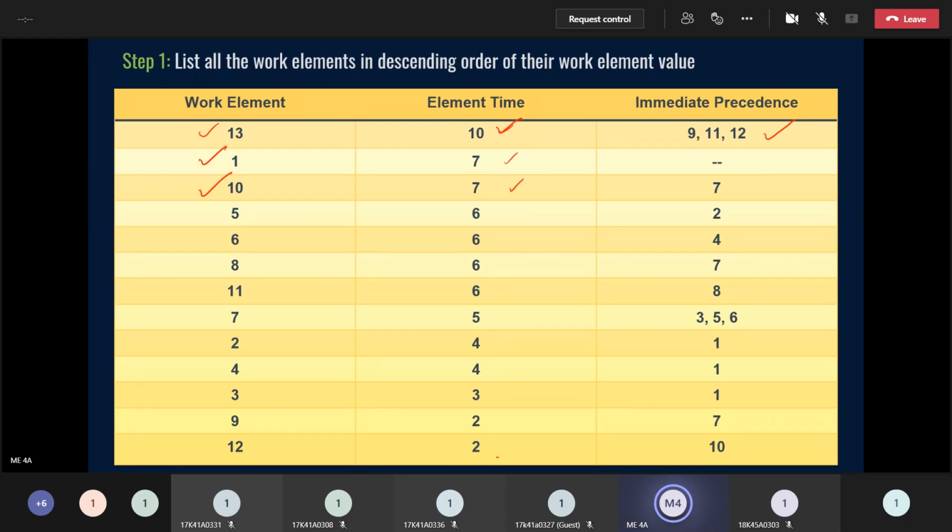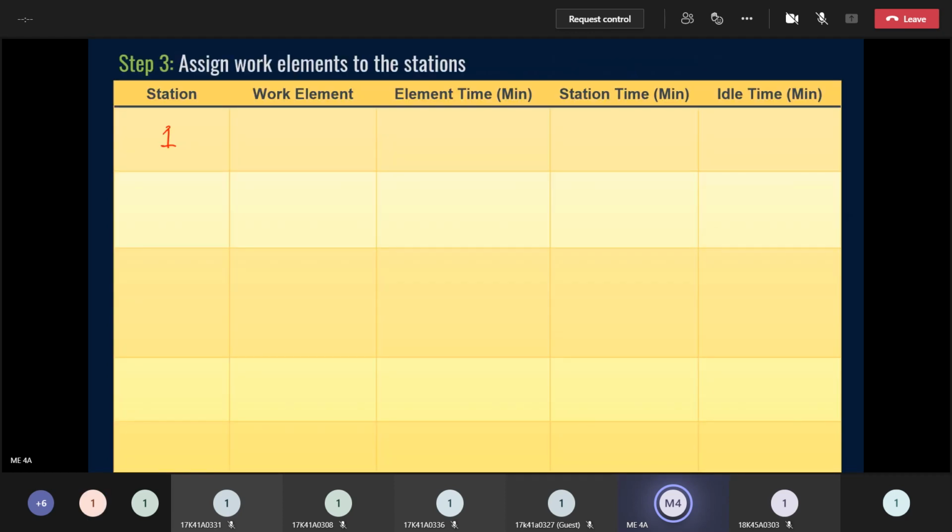So what is the next highest element? 1. Element 1 has a time of 7 minutes, so I will assign element 1. How much is the maximum allowed time here? Cycle time is 16 minutes, given in the problem. So I can assign up to 16 minutes to station 1. Element 1 took only 7 minutes, so I have 9 minutes more to assign.